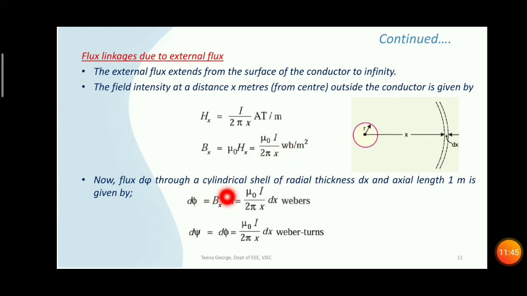Now we can find out the d phi. Bx into area gives d phi. If thickness is dx and length is 1 meter, then d phi equal to Bx into dx, mu 0 I by 2 pi x dx. And here we have considered total current I only, so no need to take the Ix term as in internal flux. Then d psi is also same as d phi, mu 0 I by 2 pi x dx Weber turns.